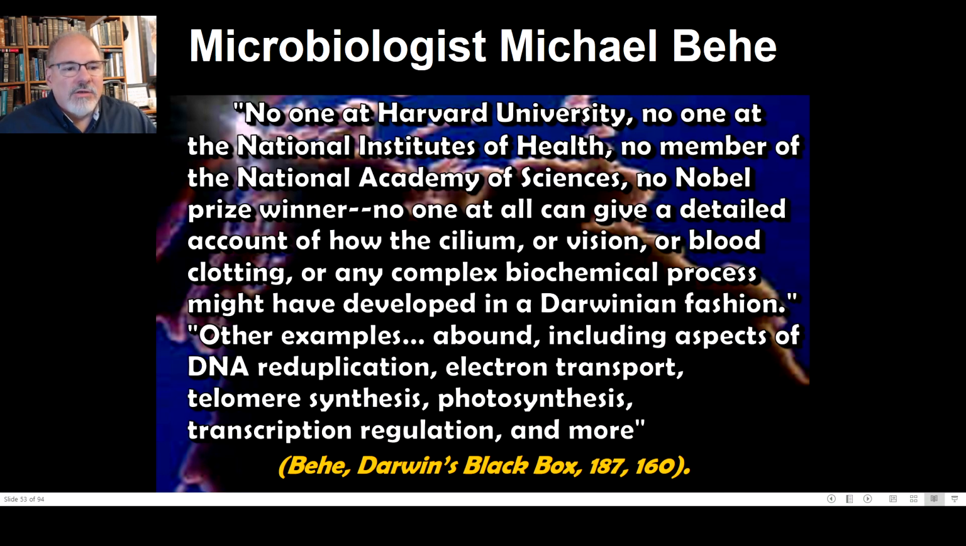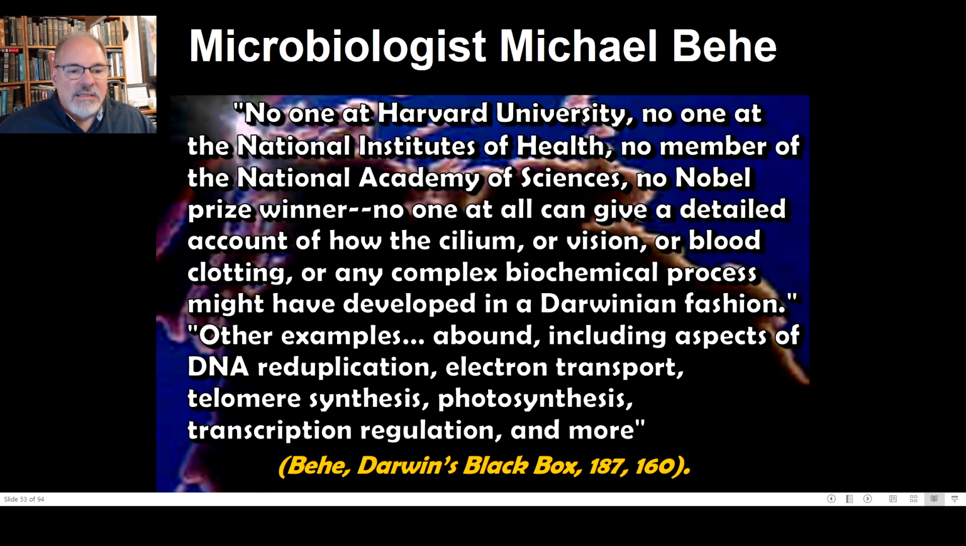He said in there, no one at Harvard University, no one at the National Institutes of Health, no member of the National Academy of Science, no Nobel Prize winner, no one at all can give a detailed account of how the cilium or vision or blood clotting or any complex biochemical process might have developed in a Darwinian fashion. Other examples abound, including aspects of DNA replication, electron transport, telomere synthesis, photosynthesis, transcription regulation, and more.